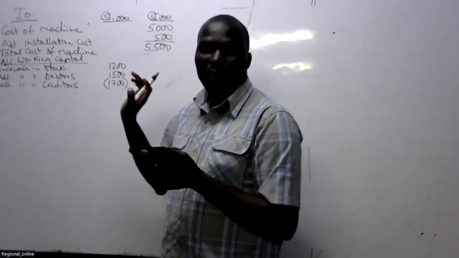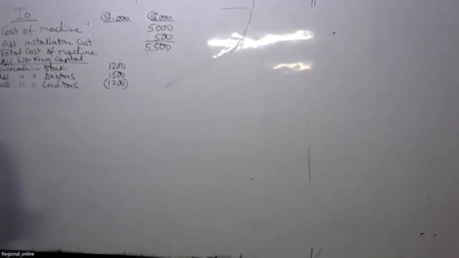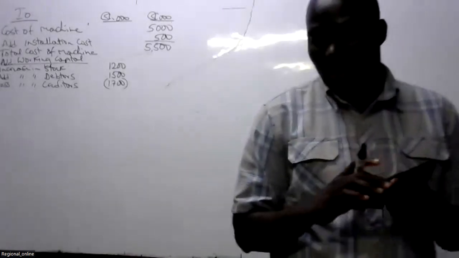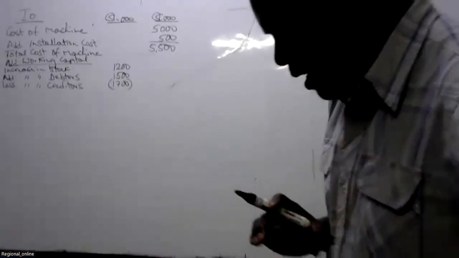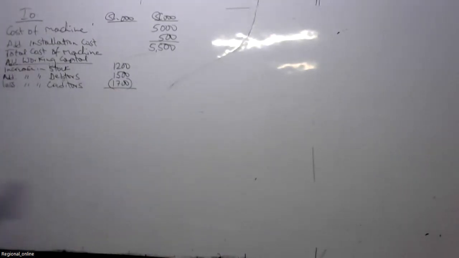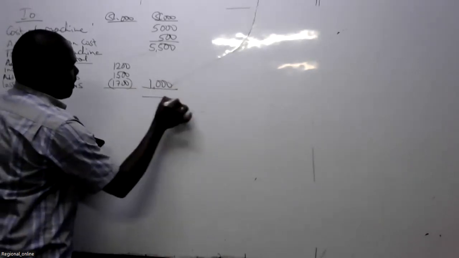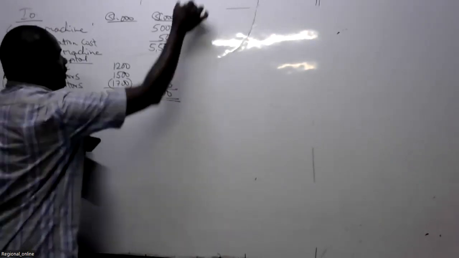So increase in current assets minus increase in current liabilities. When they do the opposite, you change the signs. If there's a question of that nature, we need to know how to adjust and deal with it in case we meet it. So what is our working capital? So the initial outlay becomes 6,500.